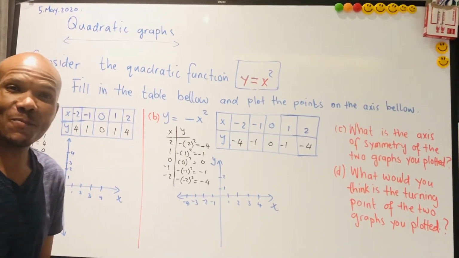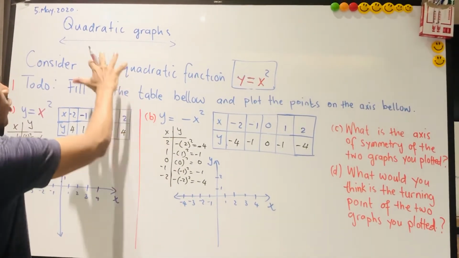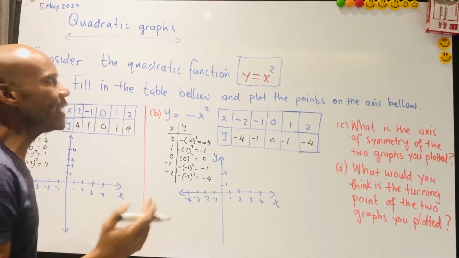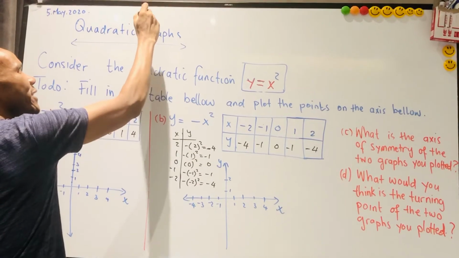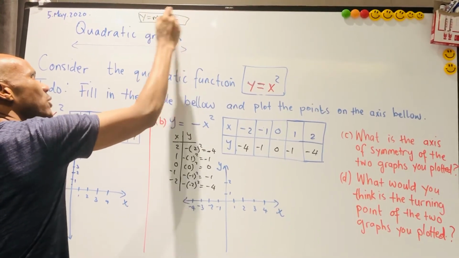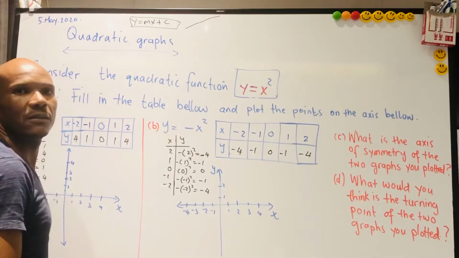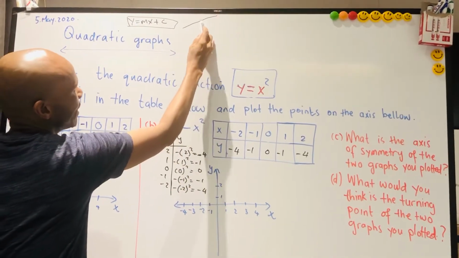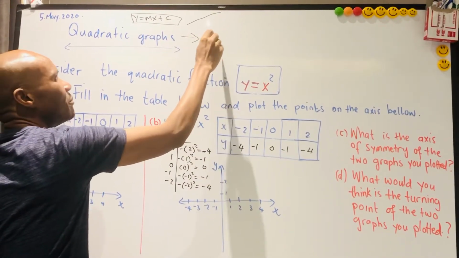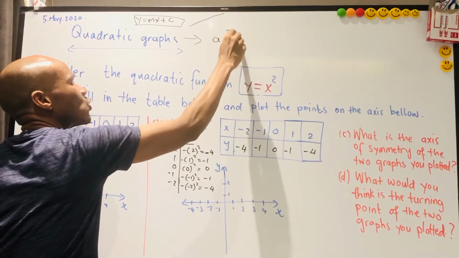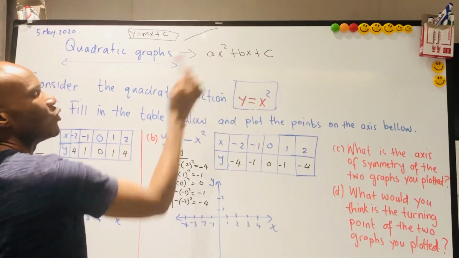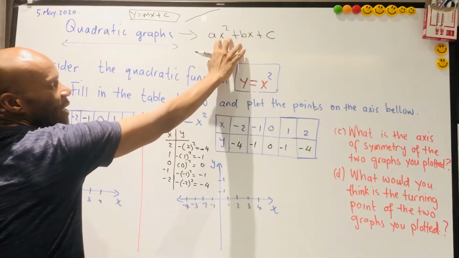Right, guys. Today we are going to be talking about quadratic graphs. We dealt with linear graphs, and if you remember, linear was y is equal to mx plus c. It was linear because it was a line, right, with the same gradient everywhere. But this one is quadratic. Why? Because it is ax squared plus bx plus c. So we are going to be exploring this guy here.